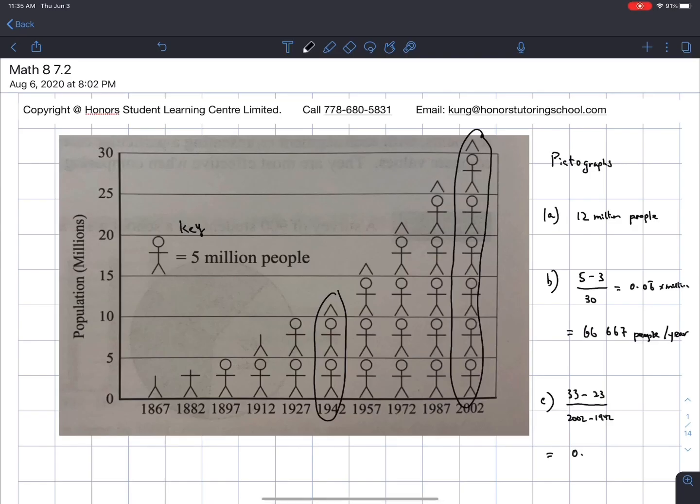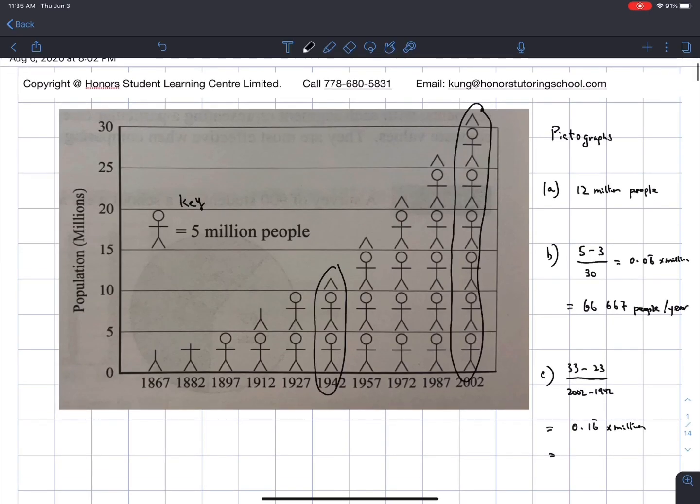So you're getting 0.16 repeating. Again, we can times this by a million, so we get 166,667 people per year. So a lot more compared to 100 years ago. And it makes sense because we now have more resources due to technology.